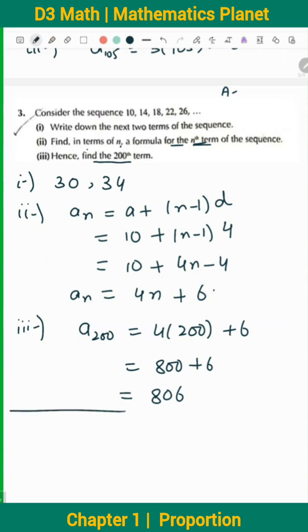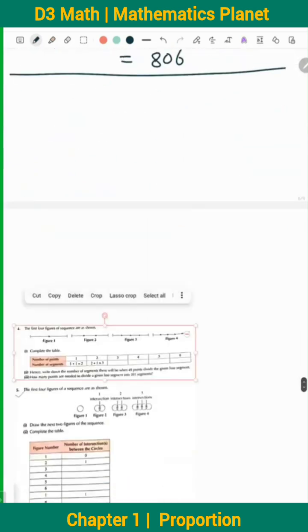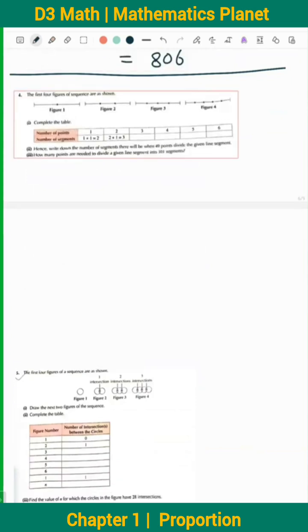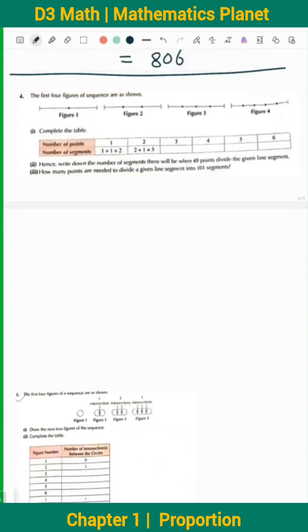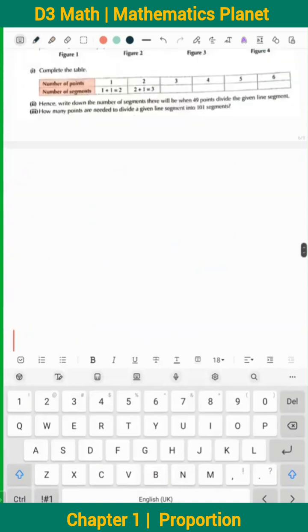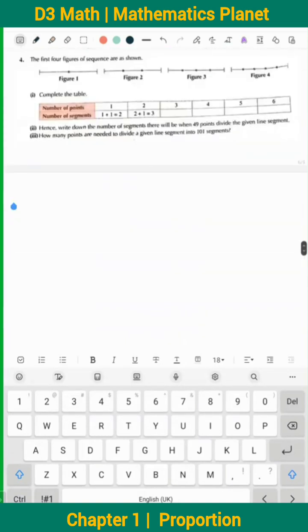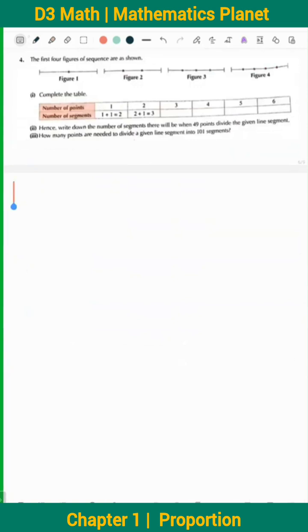Very good. So they are easy for you? Yes, they're not difficult. Almost the questions are from D2. Because they have just changed the editions now, they have merged the chapters. Now from D2, this chapter has been finished.